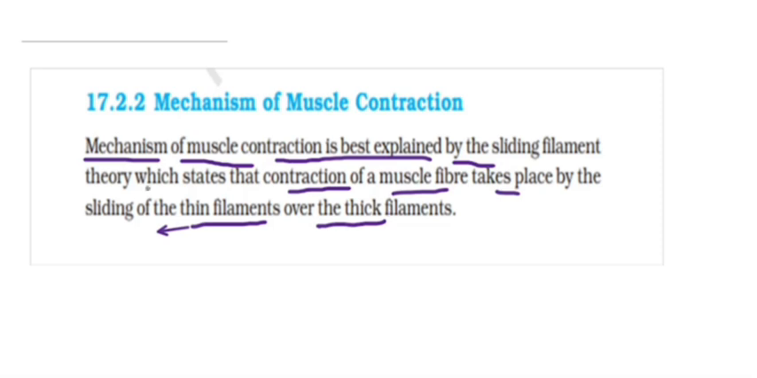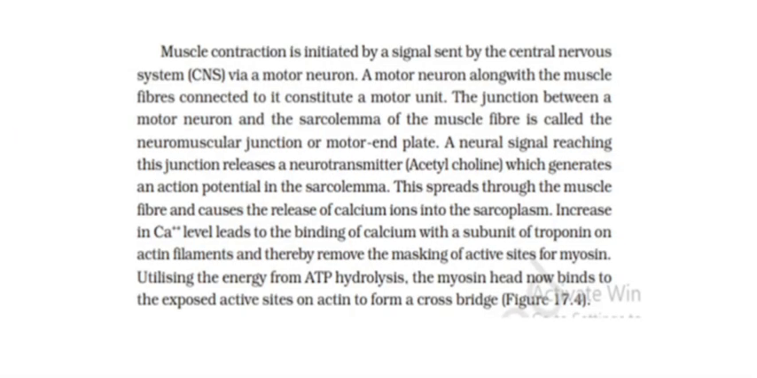Okay. Now moving to the next page, we will see that muscle contraction is initiated by a signal sent by the central nervous system via a motor neuron. So basically, this is how muscle contraction takes place. For muscle contraction, there is a need for a signal which is sent by the central nervous system. So we can underline this point also: initiated by a signal sent by the central nervous system via a motor neuron.